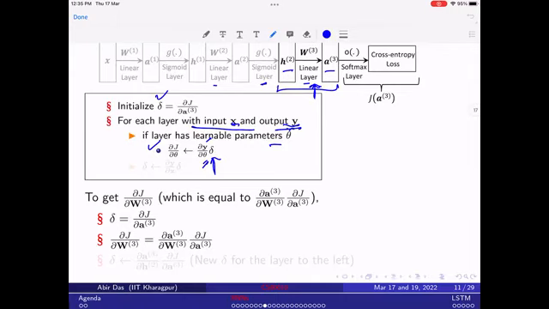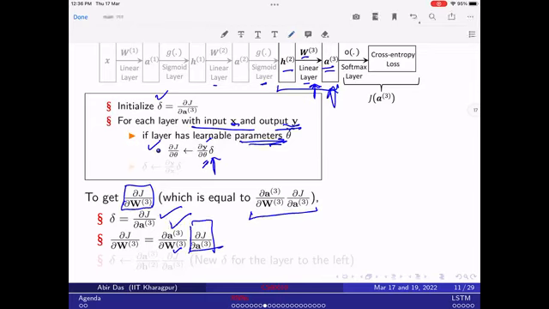If you do that, you get exactly where you wanted to arrive, del J del W3, because in this layer W3 is the learnable parameter. So you simply employ this rule. With delta, which was this, you multiply the derivative of the output with respect to the parameter. The output was A3 and the parameter is W3. So you get del J del W3, which from simple chain rule you know is this.